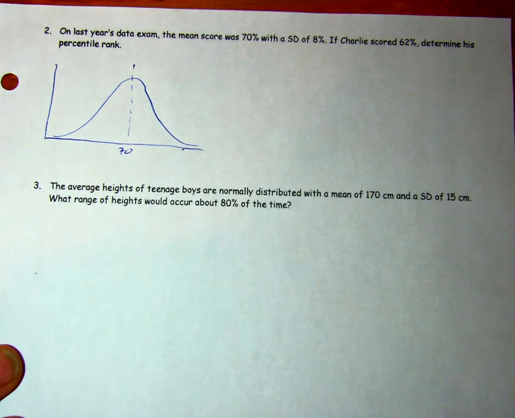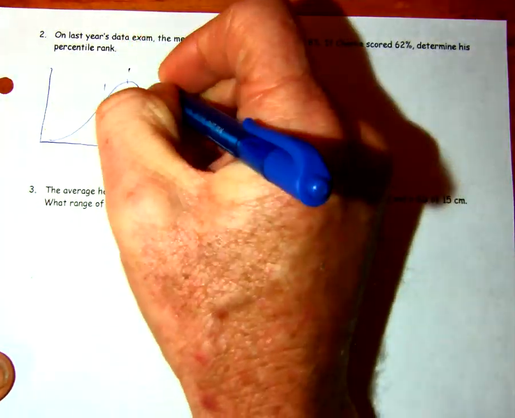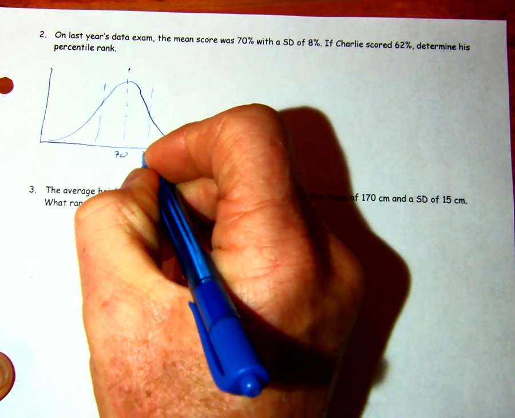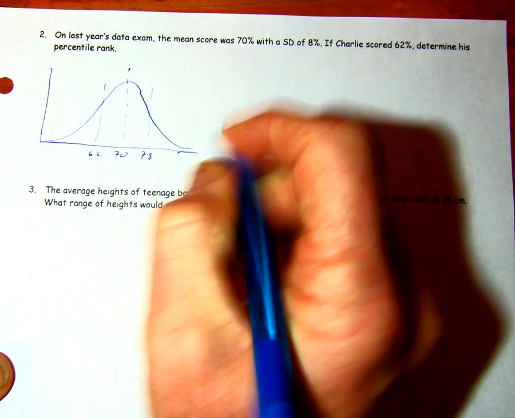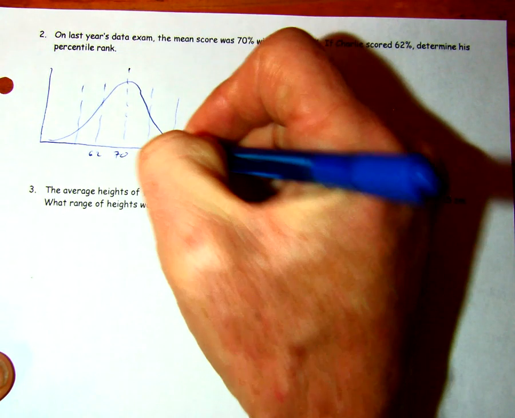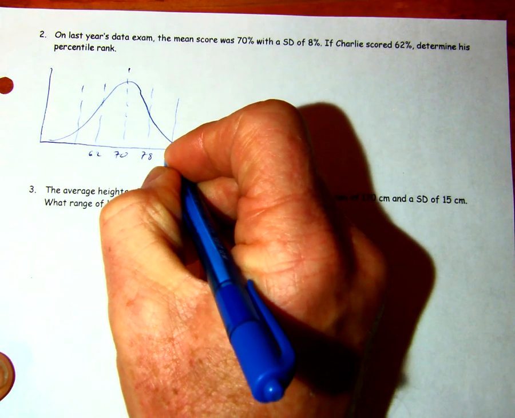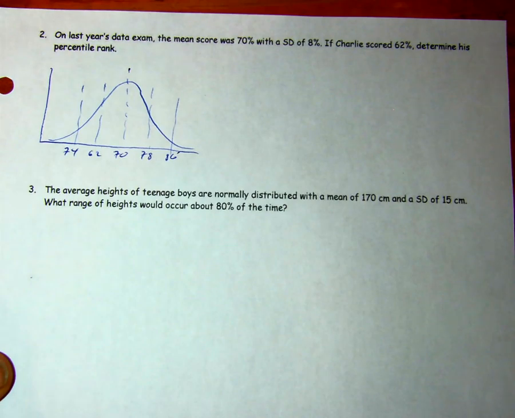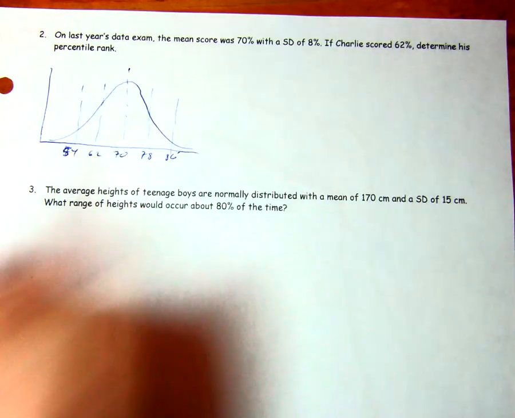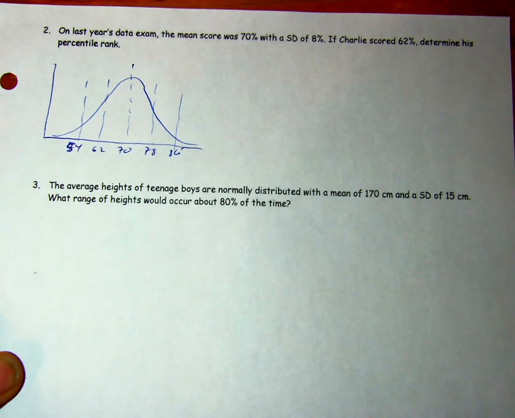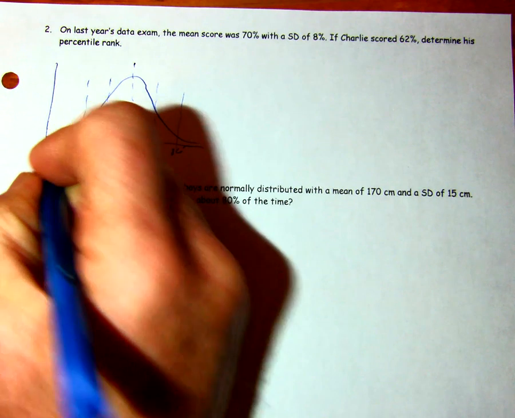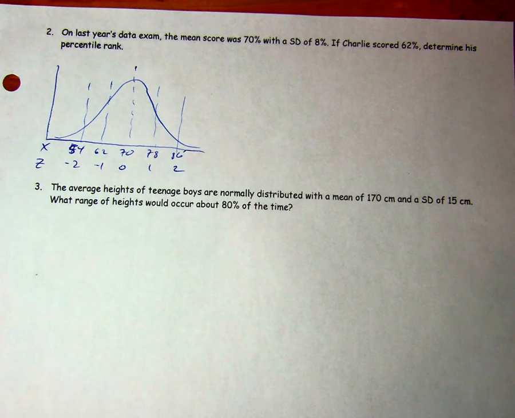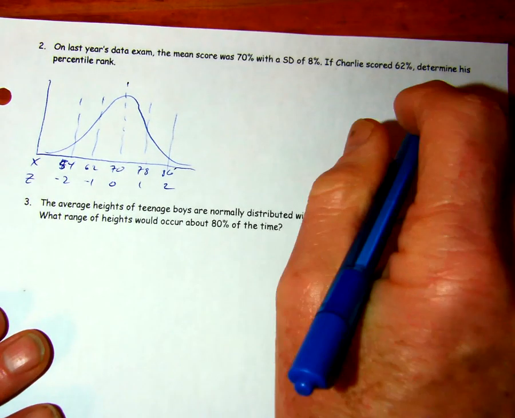So the mean is 70, and one standard deviation above is 8%, so it's going to be 78. This is going to be 62, and then plus another 8% is 86, and what the heck is that, 74? Oh, sorry, 54. So again, that's your x, and the corresponding z values are 0, minus 1, minus 2, 1, 2.